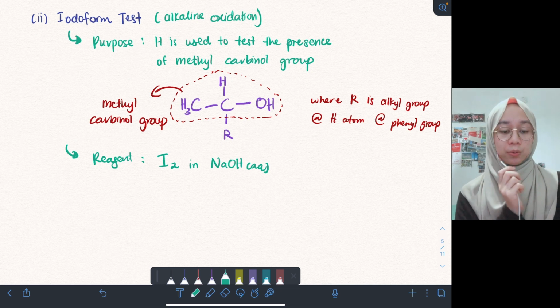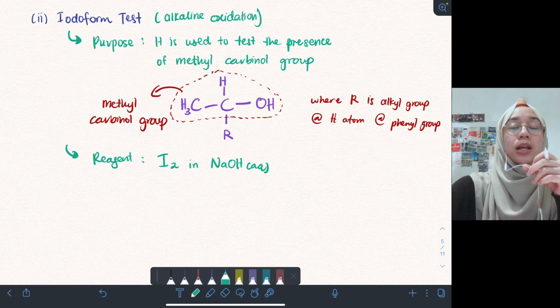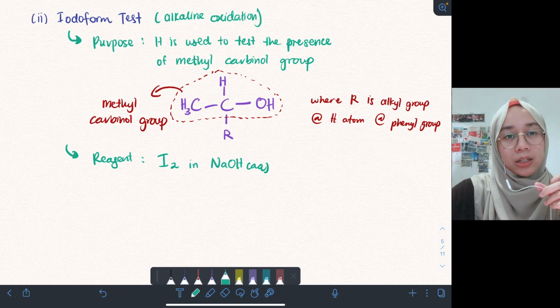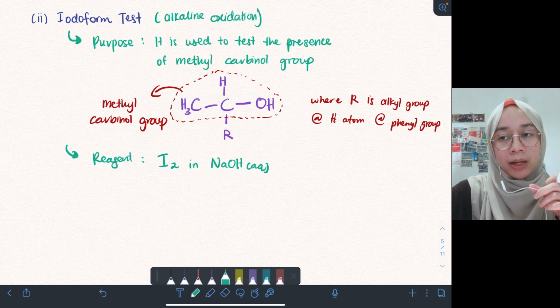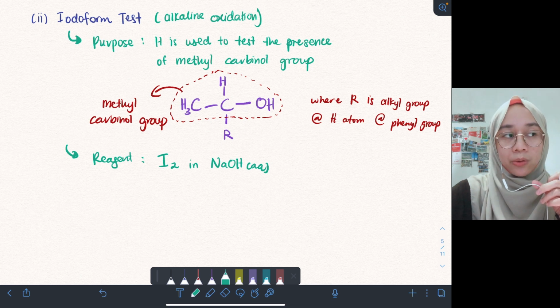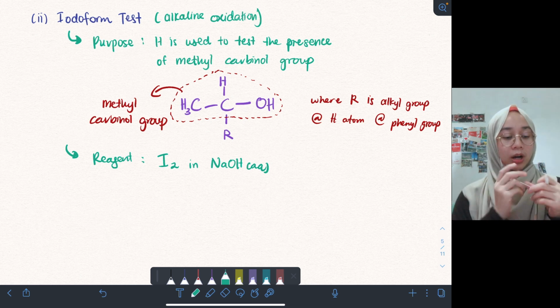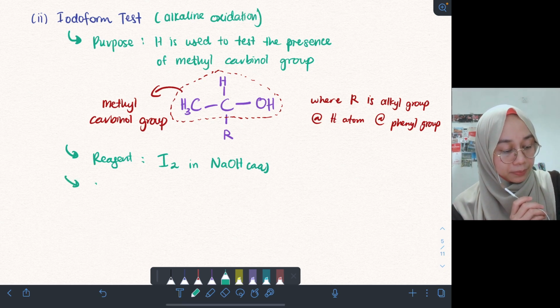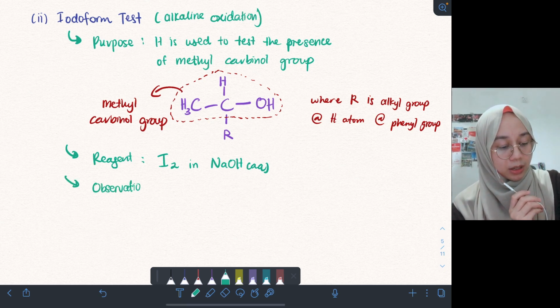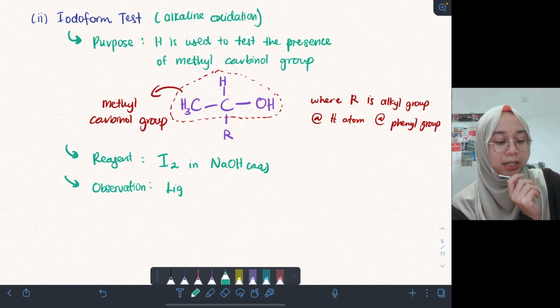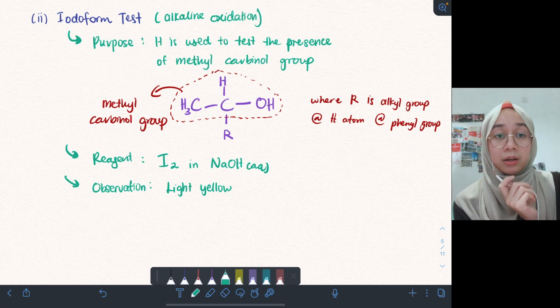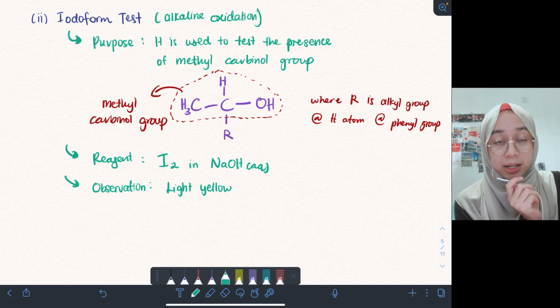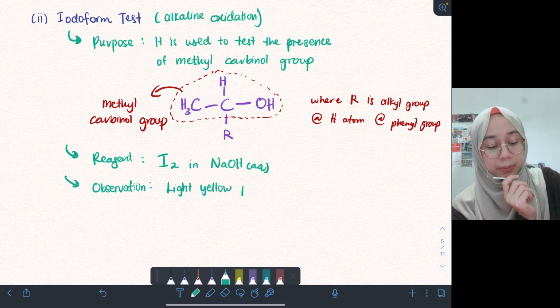Okay, so kita tengok dahulu in terms of observation. So kalau Lucas test, kita focus on the cloudy solution kan, and then at the same time we focus on the time taken for the cloudy solution to appear. But for iodoform test, we only need to see whether there is a precipitate formed or not. So masa kat sini tak penting sangat lah. Okay, so apa dia punya observation? So observation dia adalah light yellow precipitate is formed. The word light is important, okay? Kena ada light. So light yellow precipitate is formed.